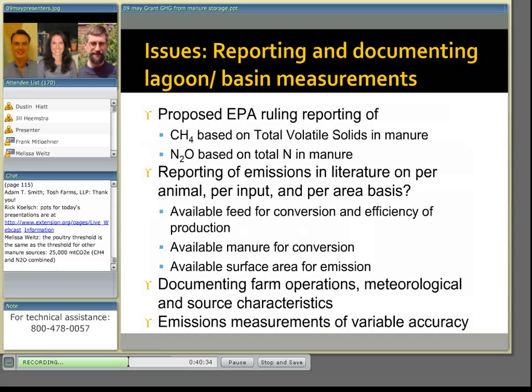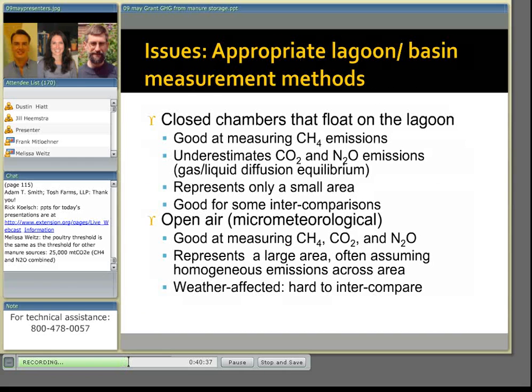Because of the differences in the natures of the gases, there are also differences in the quality of the measurements. Typically, these measurements are made in closed chambers that float on the lagoon for lagoons, and in closed chambers over feedlots and such for open sources. Those are particularly good for measurements of methane because that's bubbling up into the chamber, and essentially it's measuring the biogas production of the lagoon. But it will underestimate the CO2 and the nitrous oxide emissions because the airspace within the chamber will equilibrate with the water, and you won't be emitting it as the air would be taking away the gases from the surface of the water.